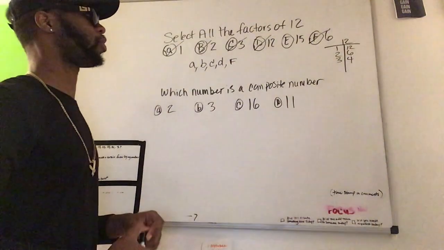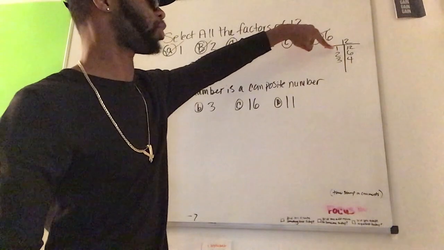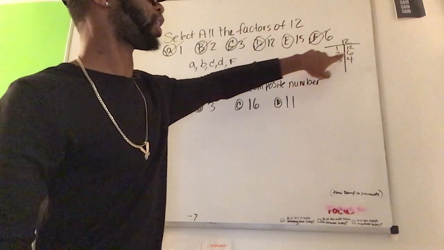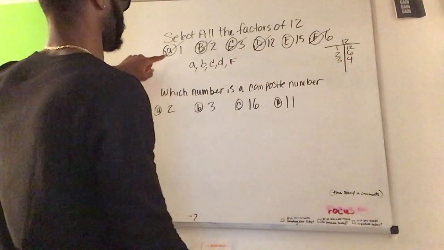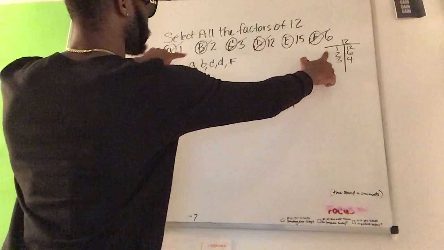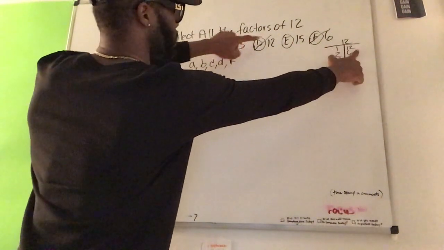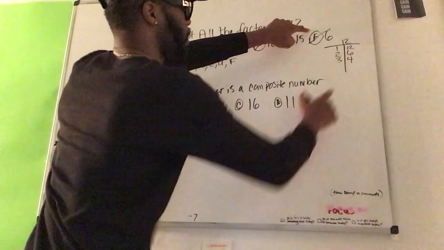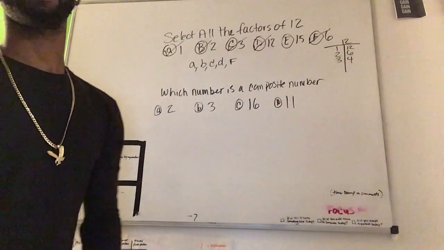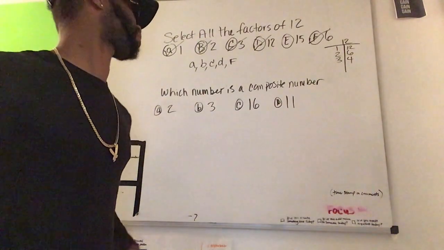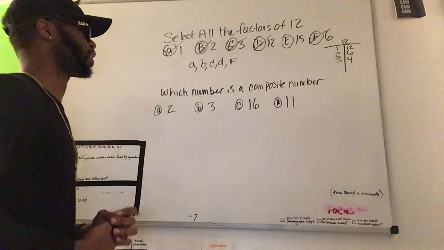Let me just go over that one more time. They asked me to select all the factors of 12. I did my 12 factor T-chart, and then I did my multiplication, and then I compared. Is there a 1 here? Yes. 2? Yes. 3? Yes. 12? Yes. 15? No. 6? Yes. Circle my answers. That didn't take all day. Two steps.